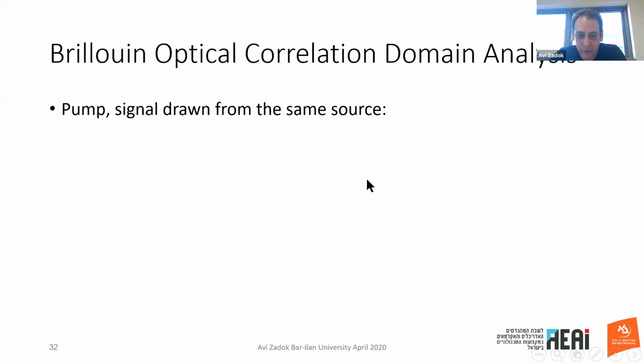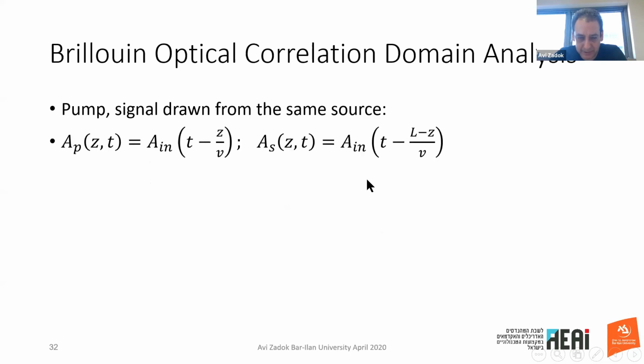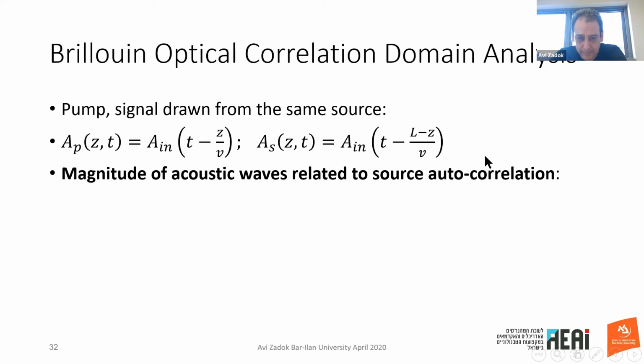And we make use of this property in what came to be known as Brillouin optical correlation domain analysis, or BOCDA. We draw the pump and the signal from the same source. So the pump is propagating in one direction, and in every moment it is the input delayed. We launch this one from z equals 0, so it is delayed by z over v. The signal wave is the same input from the other side, and it is also delayed. We launch it, the same waveform, from the opposite end, capital L, so it is delayed by L minus z. And now these two meet up.